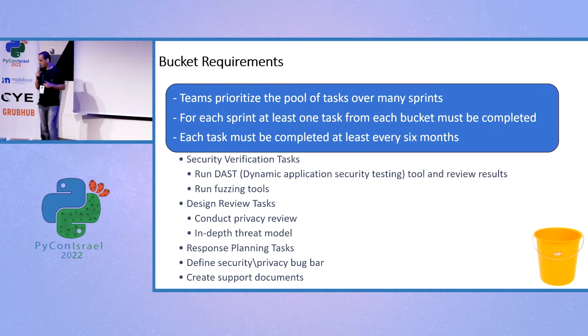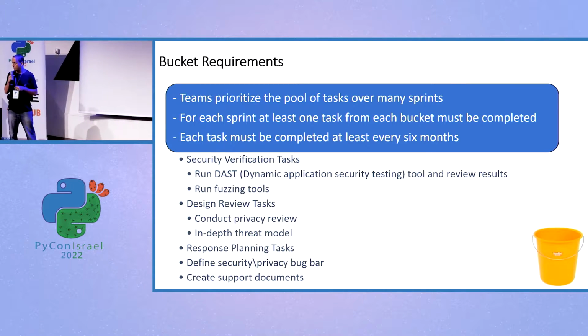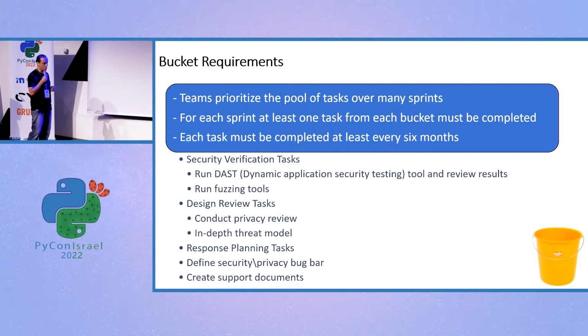Bucket requirement: a team prioritizes the pool of tasks over many sprints. You can imagine multiple tasks that shouldn't be executed in each and every sprint. And you have a bucket that can be divided either according to submodules or topics. And for each sprint, you select one task from each bucket and execute it. And each task must be completed at least every 6 months just to make sure there isn't starvation.